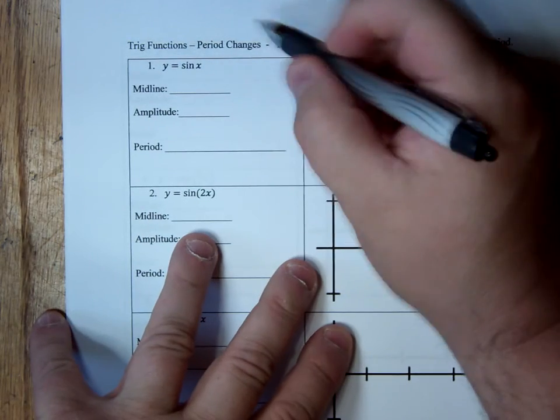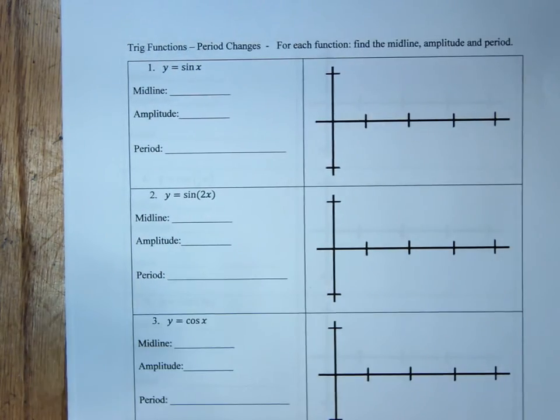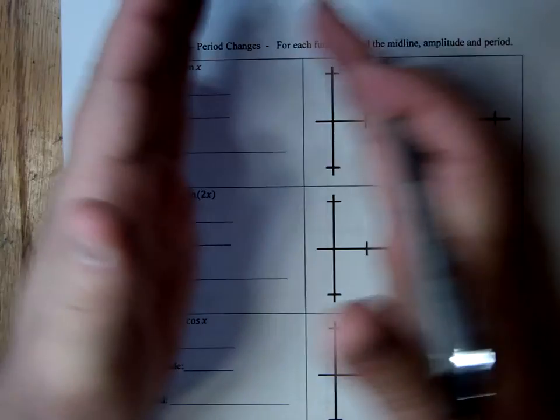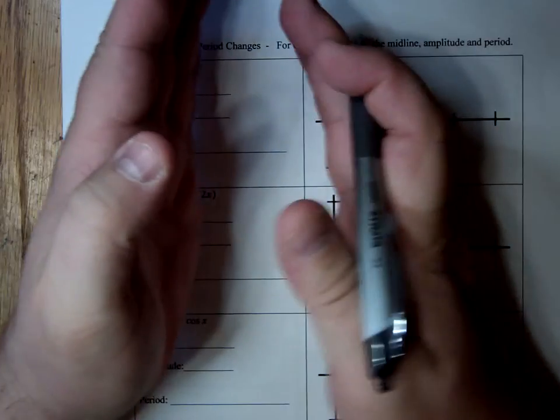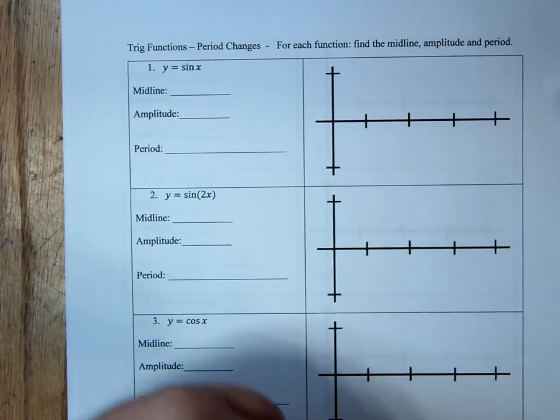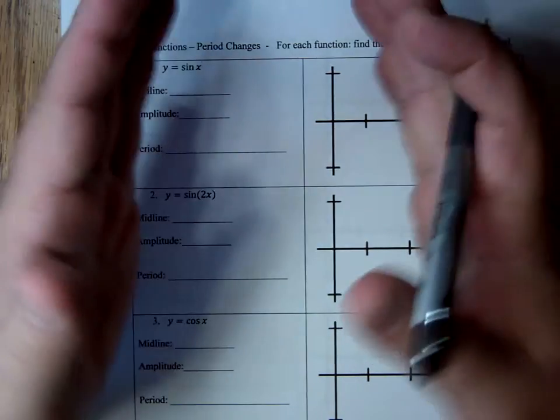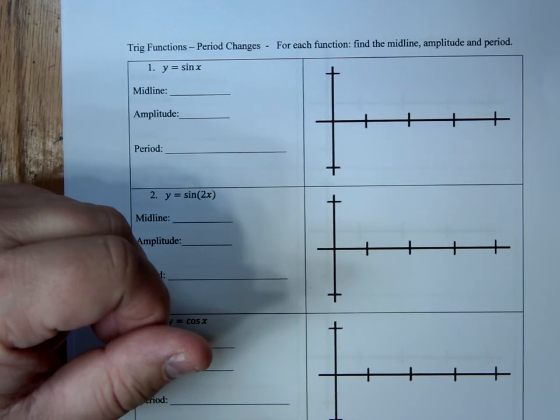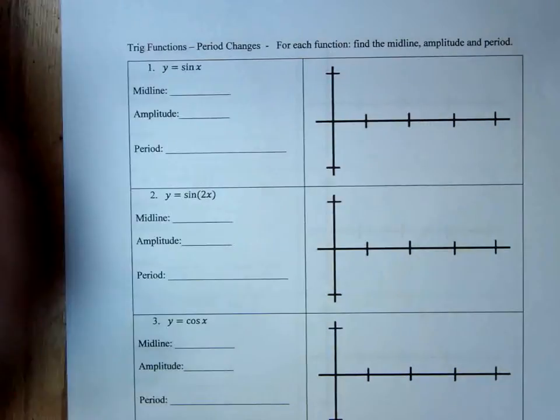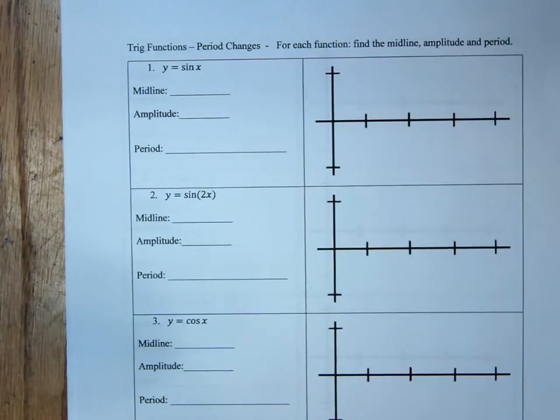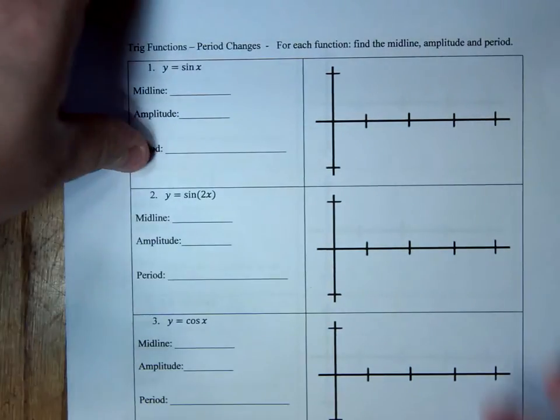Now we're talking about how we can change the period of these functions, which makes a longer period or a shorter period, like accordions going in and out. So, changing the period of the function.